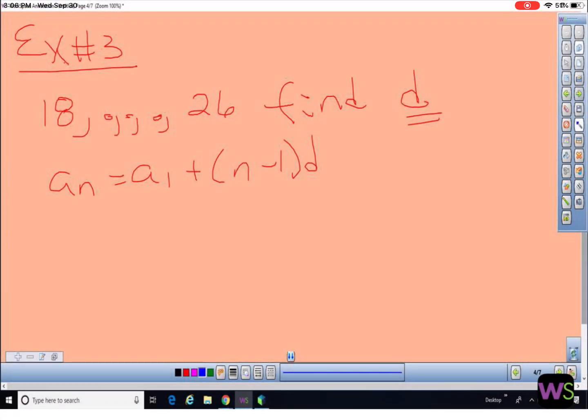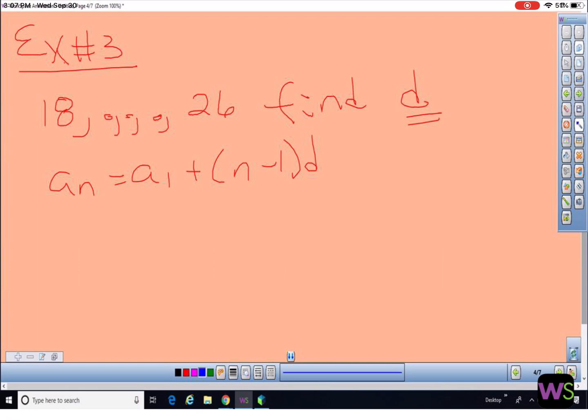Example number 3, they're talking about an auditorium, and it says a high school auditorium has 18 seats in the first row and 26 seats in the 5th row. The number of seats in each row forms an arithmetic sequence. What is the explicit definition for the sequence? So basically what you're looking for is D. They're giving you the end. You have to find the beginning. So you have to go through and do that.